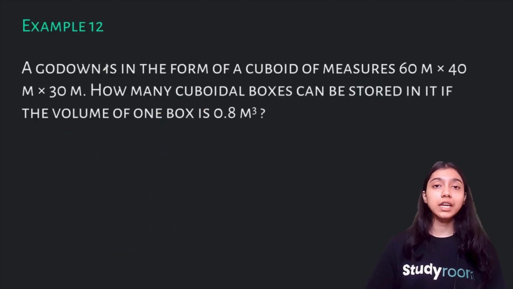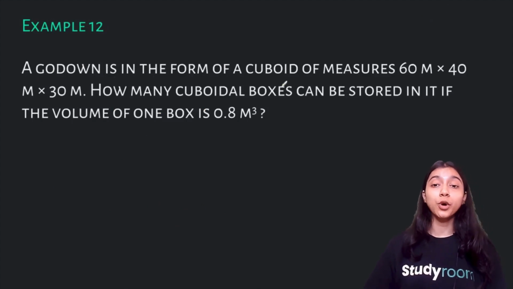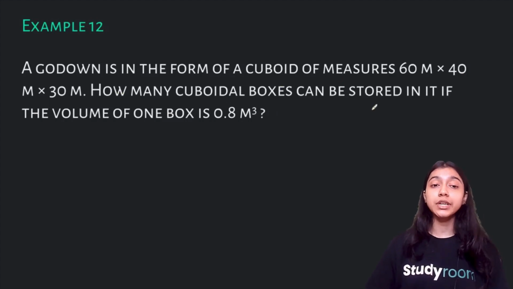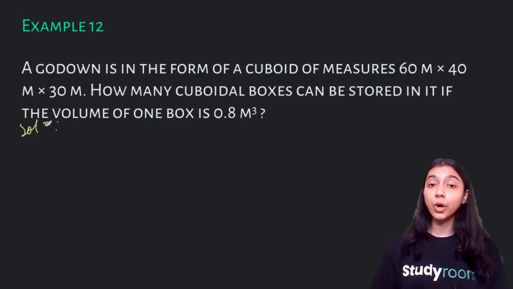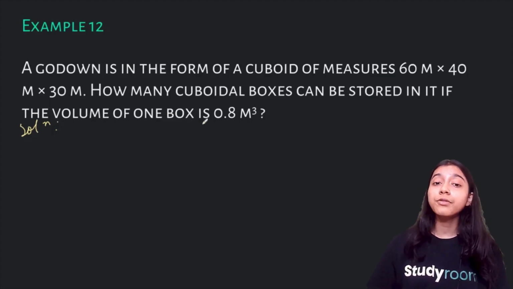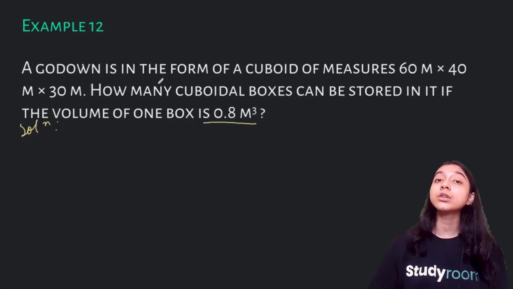Now let us try solving another question based on cuboid. There is a godown in the form of cuboid that measures 60 meters, 40 meters and 30 meters. How many cuboidal boxes can be stored in it if the volume of one box is 0.8 meter cube? In this question, we first have to calculate the volume of the cuboidal godown. Then we have to divide that volume with the volume of one box in order to get the number of boxes that can be occupied in the whole godown.